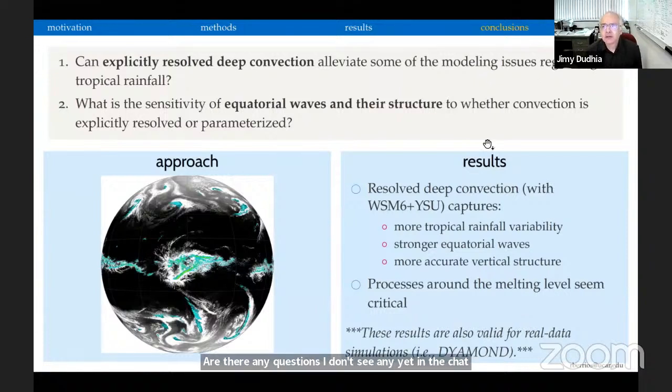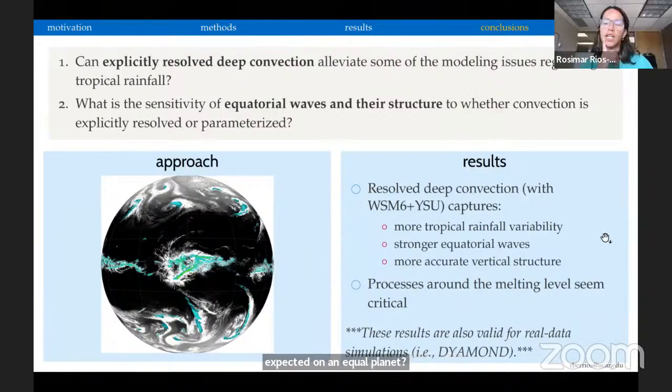So you mentioned something about Kelvin waves, having a lot of Kelvin waves. Is there any reason to be worried about that, or is it expected on an aquaplanet? Do you compare with other models, for example? That's a good question.